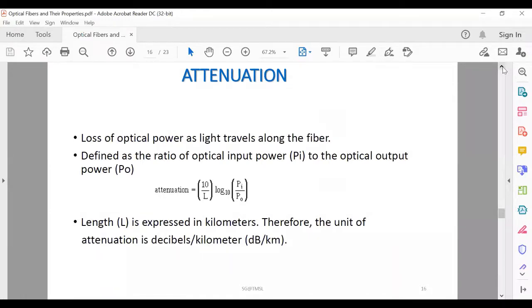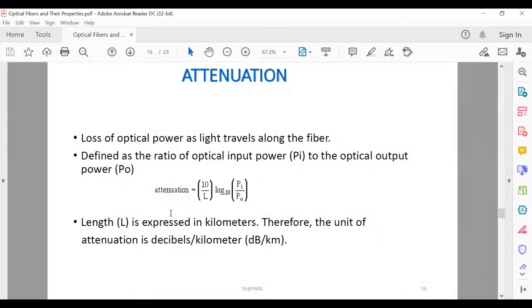Now, attenuation, what is it? Attenuation is the loss of optical power as light travels along the fiber. Signal attenuation is defined as the ratio of optical input power to optical output power. Optical input power is the power injected into the fiber from an optical source, and optical output power is the power received at the fiber end by the optical detector.